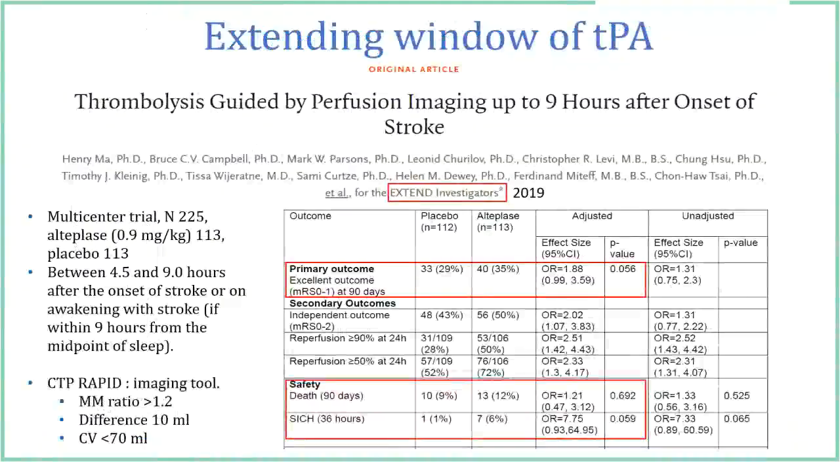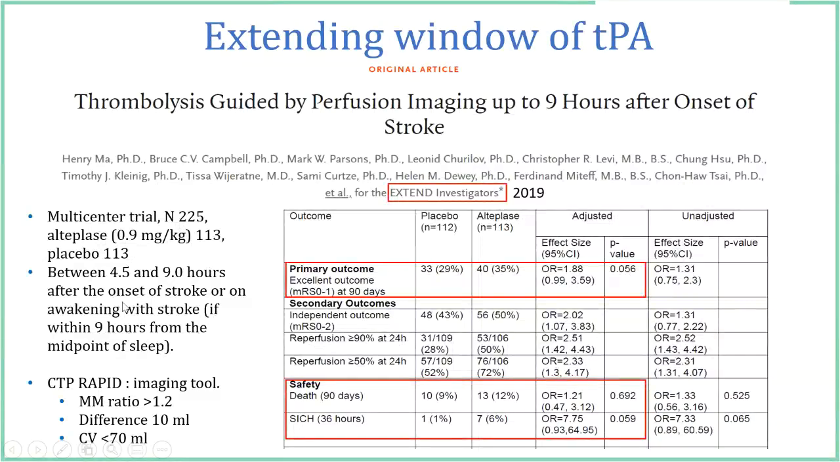So we'll talk about the few studies that have extended the window of the tPA. Published in 2019, the EXTEND investigators in the NEJM, thrombolysis guided by perfusion imaging up to 9 hours from the stroke onset. It was a multicenter trial, enrolling the patients in two groups, alteplase and the placebo group. Total patients enrolled were 225. Standard dose of the alteplase was being given.